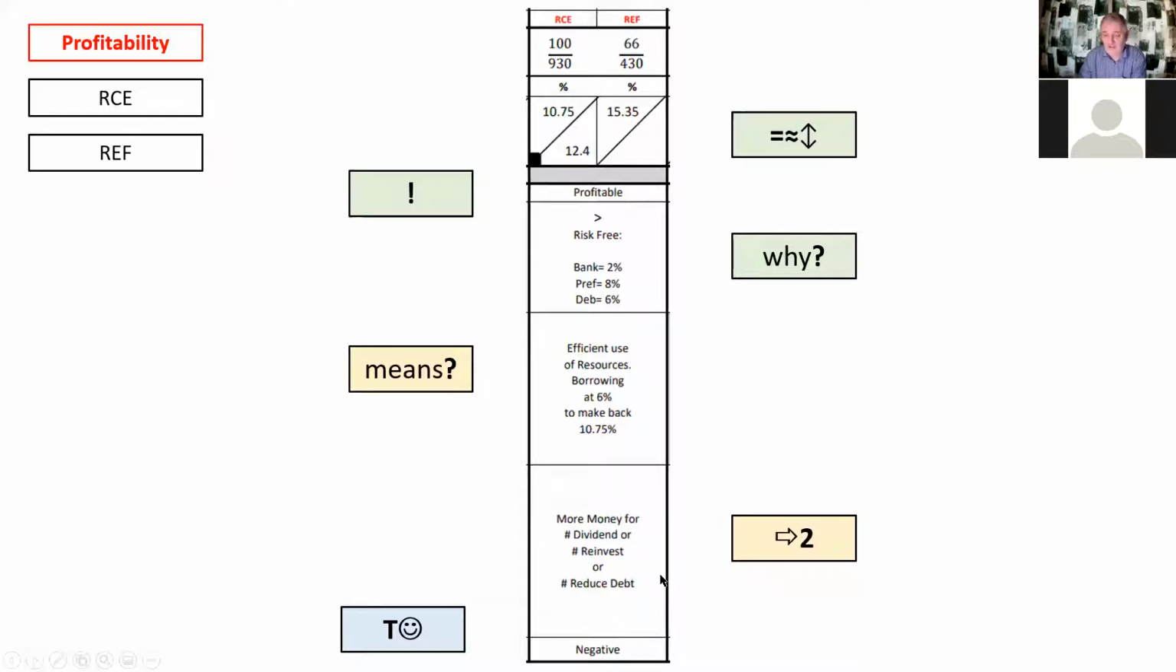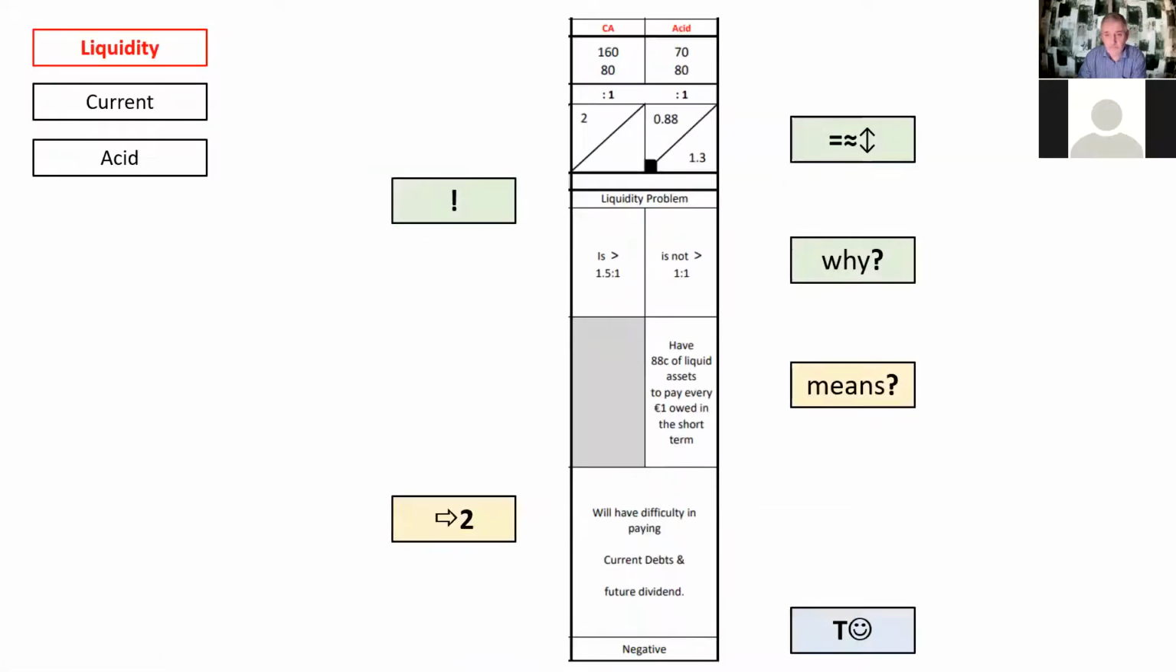We're able to say exactly the same thing as before. In this case, if the profitability is good, there should be more money available to pay out a dividend, to reinvest into the firm, or to reduce the debt of the firm. However, the trend is that the figure is getting worse and it's negative. So we would still be happy with the profitability of the firm, but not happy with the trends that it's going in. If we look at liquidity, we're able to say exactly the same thing.